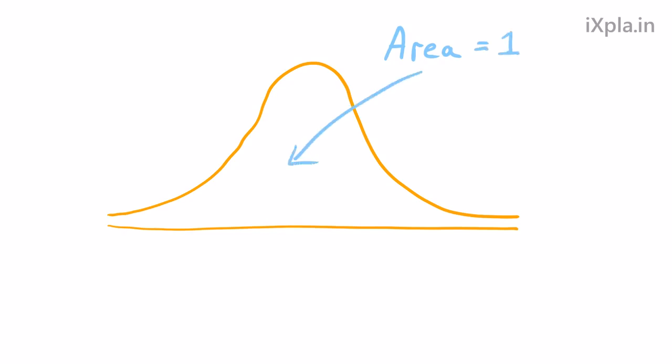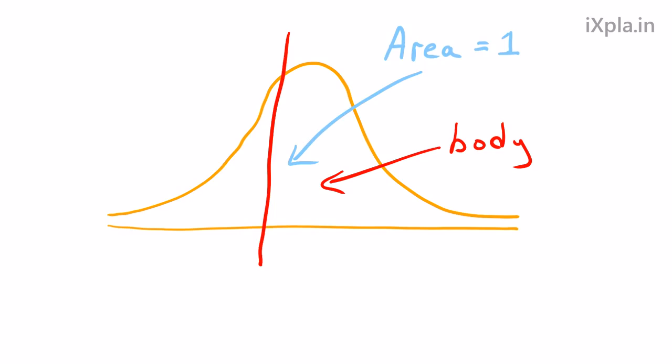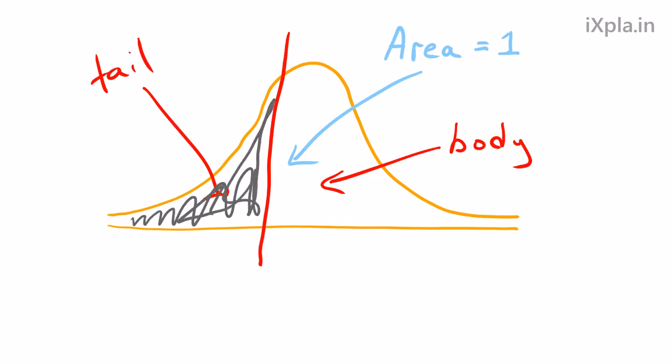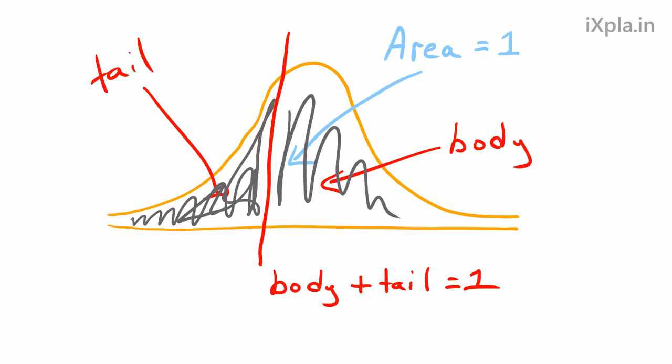Another important characteristic of the normal curve is that the area under the curve is equal to 1. So the entire area under the curve is equal to 1. So if I were to split the curve into two pieces, in this case the larger piece is on the right, so we're going to call that the body, and the smaller piece is over here on the left, and we're going to call that the tail. If we were to take the area in the tail portion, so all of this area, and add it to the area in the body, we should get 1. The body plus the tail will always give you 1.